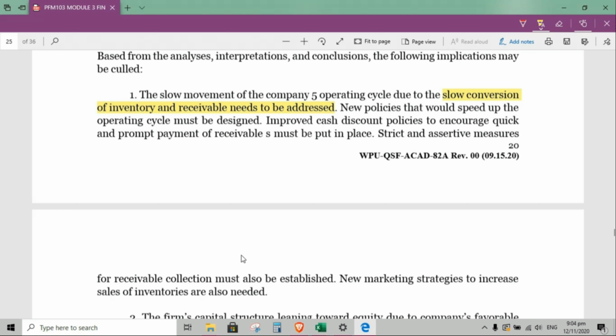Okay. So here, it was proposed that the new policies can speed up the operating cycle. Diba? So, mag-design sila ng operating cycle nila wherein mas mapapabilis yung conversion ng kanila inventories. Or pwede rin na mag-ano sila ng policies wherein yung mga maaga magbayad kahit papano merong cash discount or any other policies that can attract or motivate the borrowers to pay early and on time.